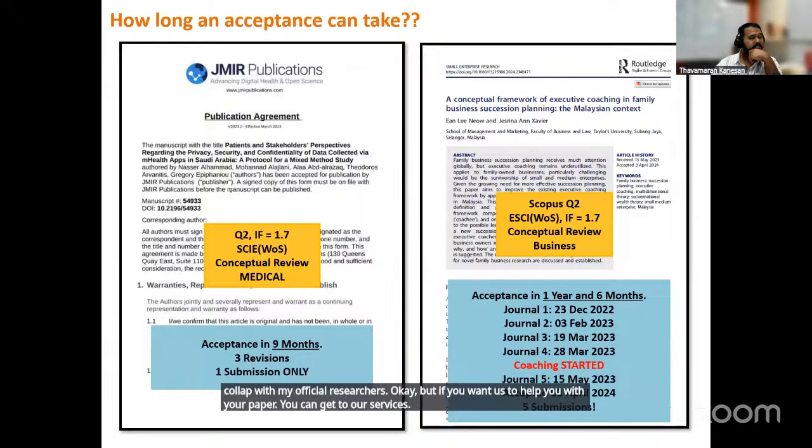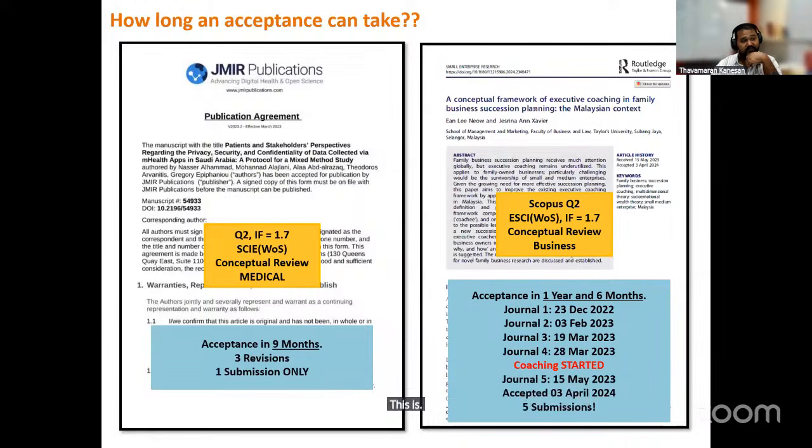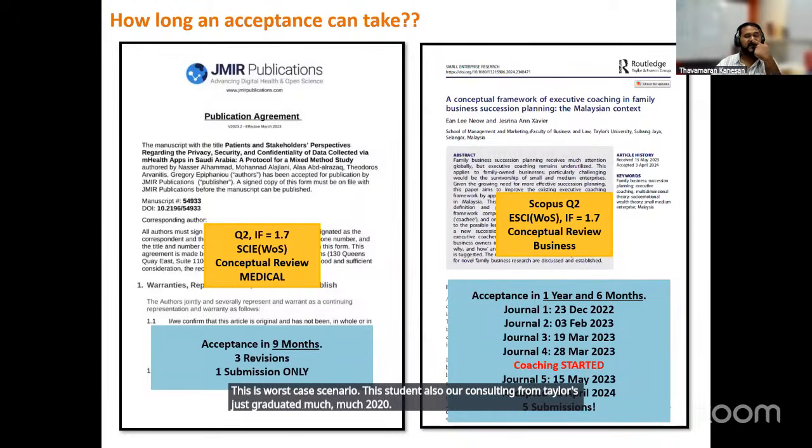So this is how long a Web of Science paper can normally take. But this is a good case scenario. This is the worst case scenario. This student, our consultee from Taylor's, just graduated in March 2026. After we coached chapters 1 to 3, she wanted to try everything on her own, like the publication. I said, very good, go ahead.